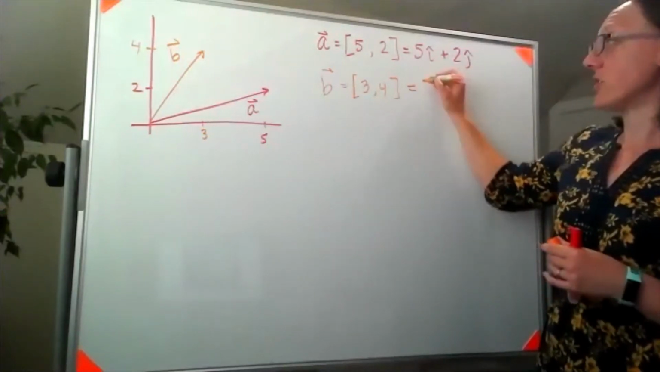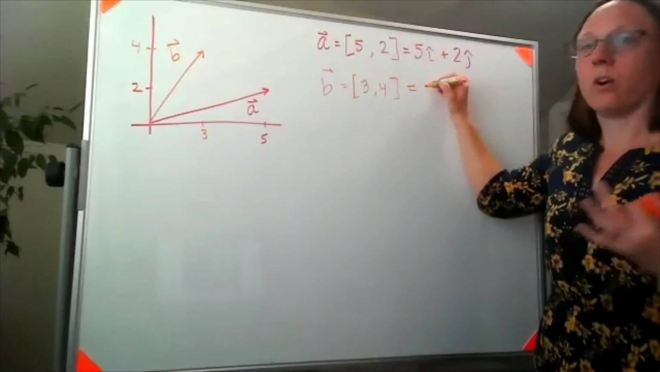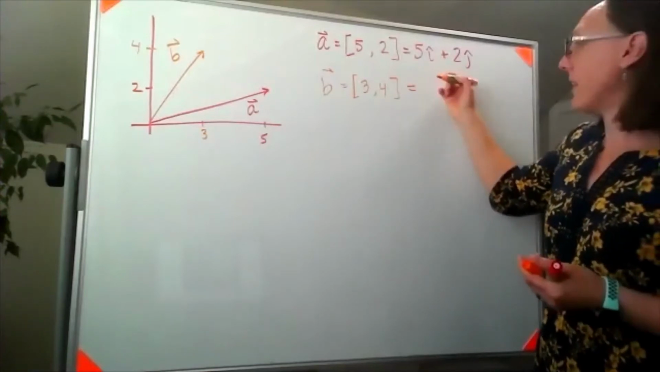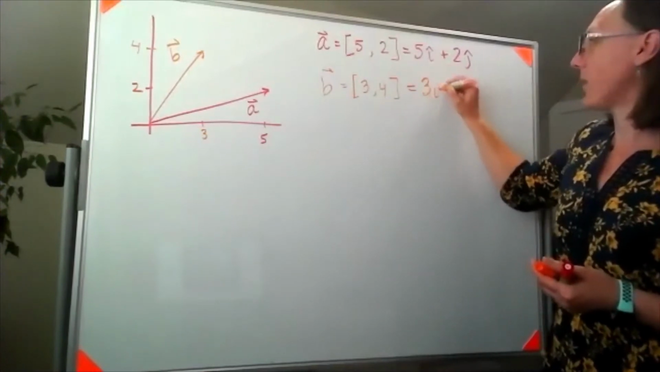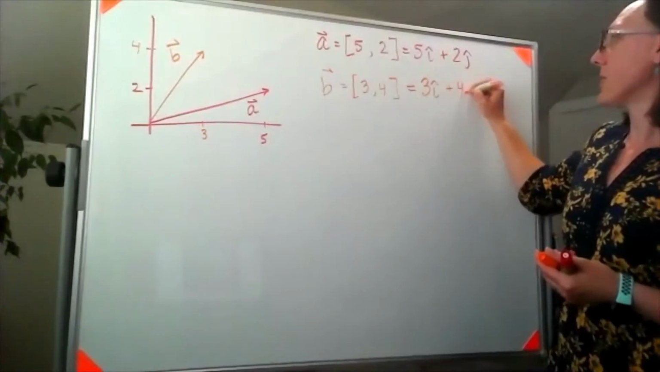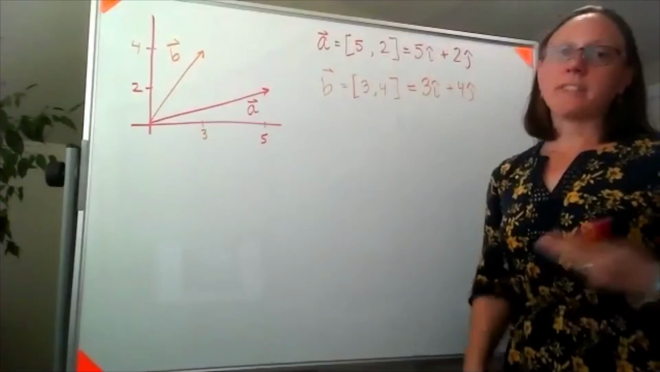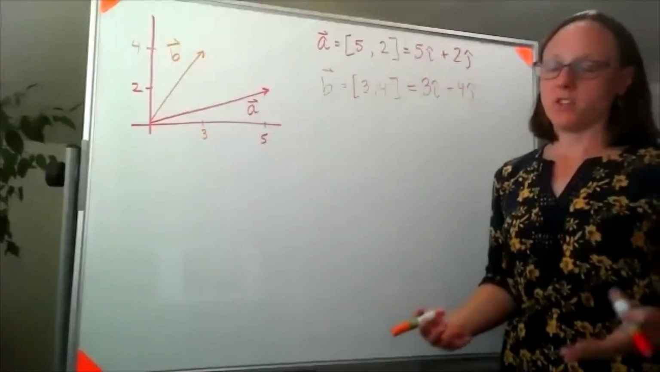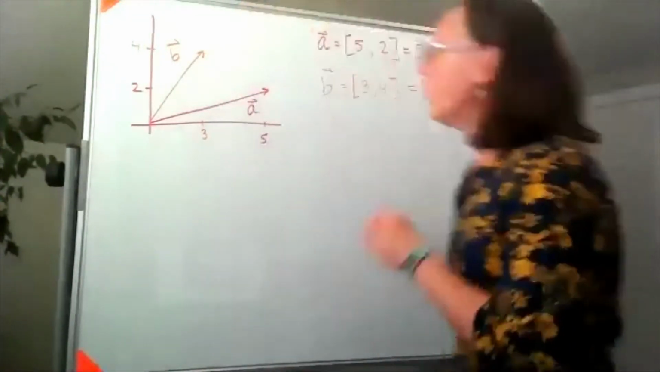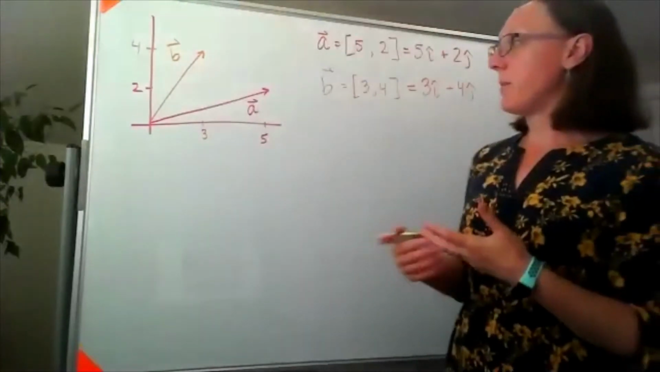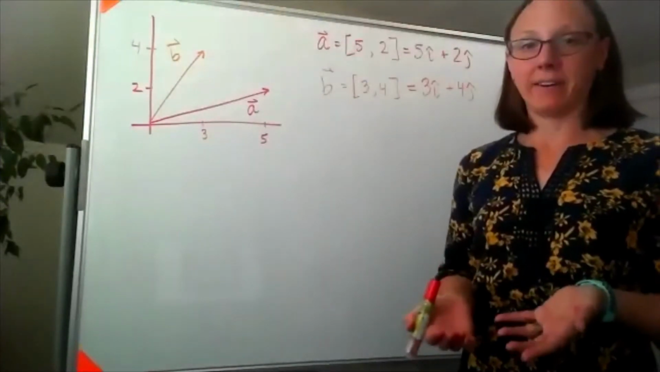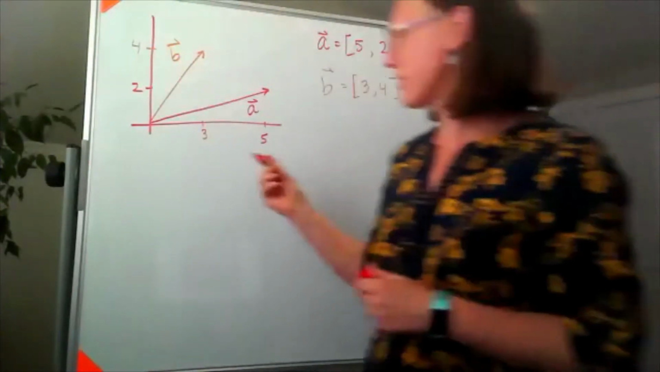Again, switching to the standard basis, or the way that we would often write it in physics, this would look like 3i plus 4j. So let's talk about some of the things that we can do with these two vectors. One thing that we might be asked to find is the magnitude or the length of these vectors.